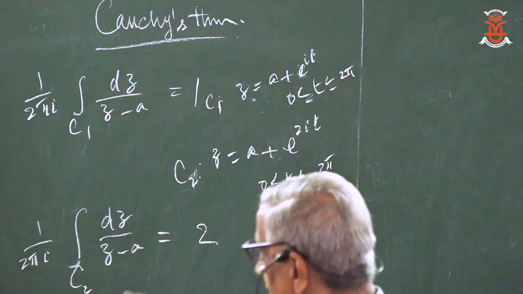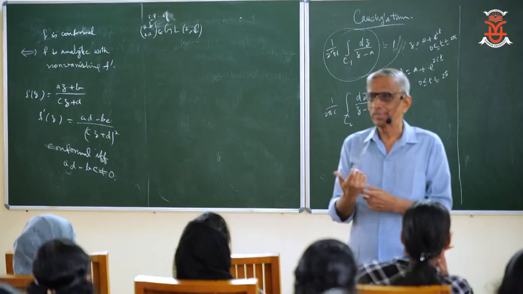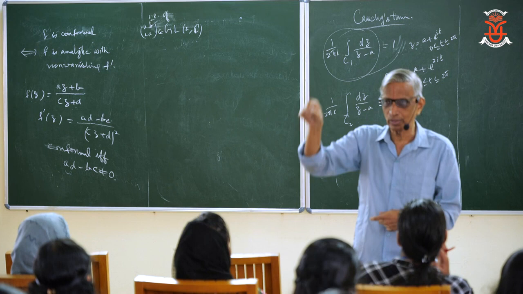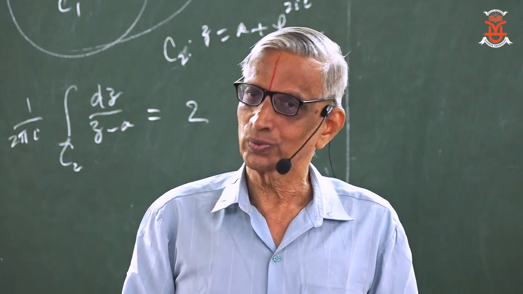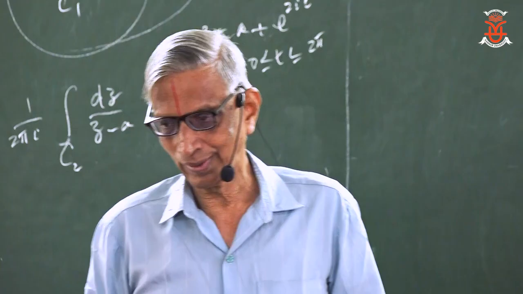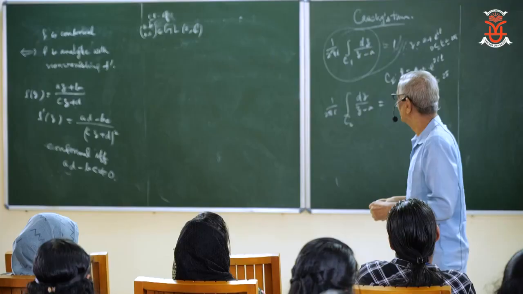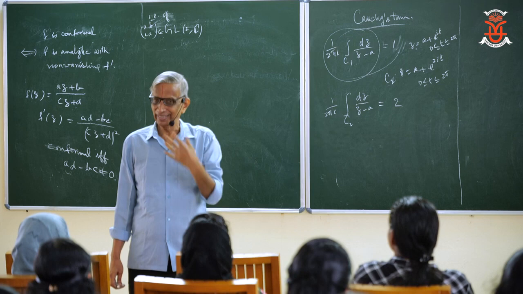So this integral here measures the number of times you go around the contour. Or, as you say, the number of times the curve winds around the point, the center, let us say the origin here. Okay? So that's why this is called the index or the winding number.